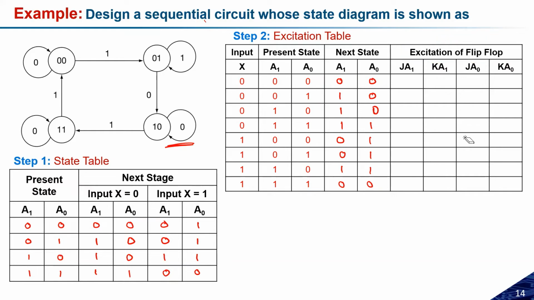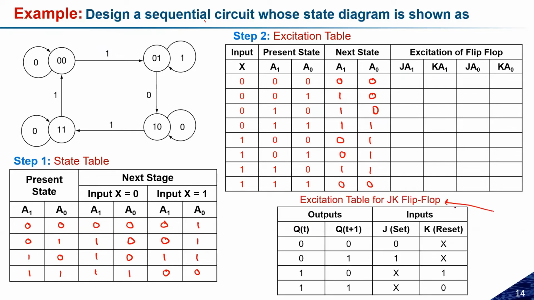And how many flip-flops will be needed? Because I have 2 bits, I need 2 flip-flops. This is how we decide how many flip-flops are needed. If I have 2 JK flip-flops, there will be JA1, KA1, which are the inputs of one flip-flop, and JA0 and KA0, the inputs of the other. Now let us see how we can prepare these tables. To prepare this table, we need to use the excitation table of the flip-flop.